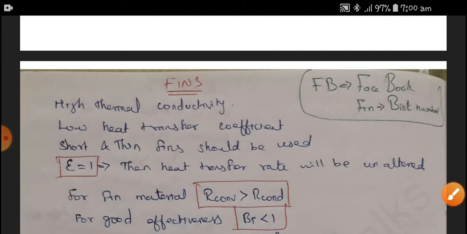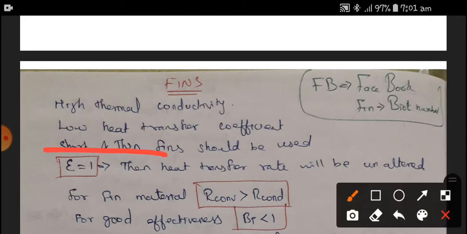So generally fins are called extended surfaces, having high thermal conductivity and low heat transfer coefficient. Fins are generally short and thin, and thin fins are used for better conductivity. You have to remember this, you have to notice this. Fins are generally short and thin. You have to remember that.